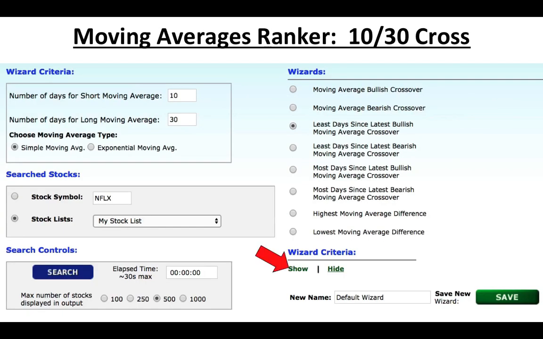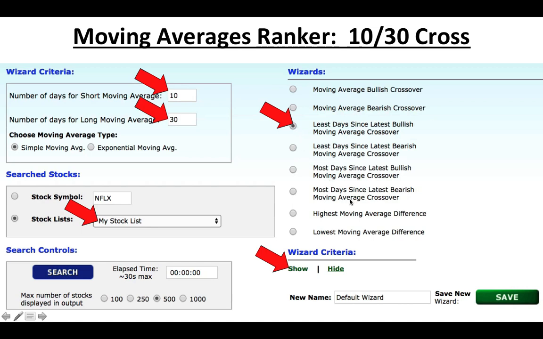Again, make sure that you click Show Wizard Criteria if you don't have them already, and make sure that you have a 10 and a 30 in the short moving and the long moving average respectively. If you're looking, again, make sure you click My Stock List. That's really critical. And then if you happen to be looking for bullish, make sure you click Least Days Since Latest Bullish Crossover. If you want to look for bearish, right now in this market, you might choose to do that. Click that button, but in this video I use bullish, so pick the one you like.